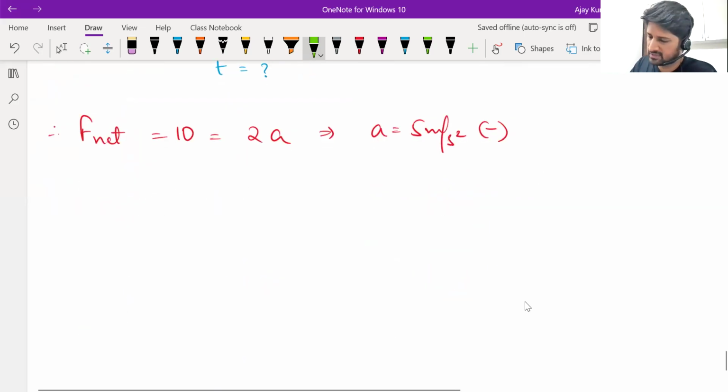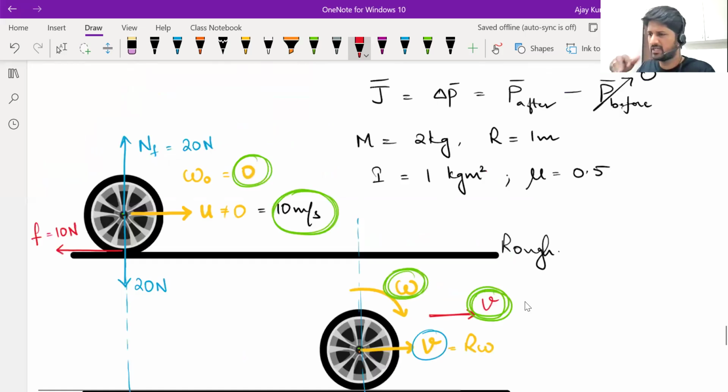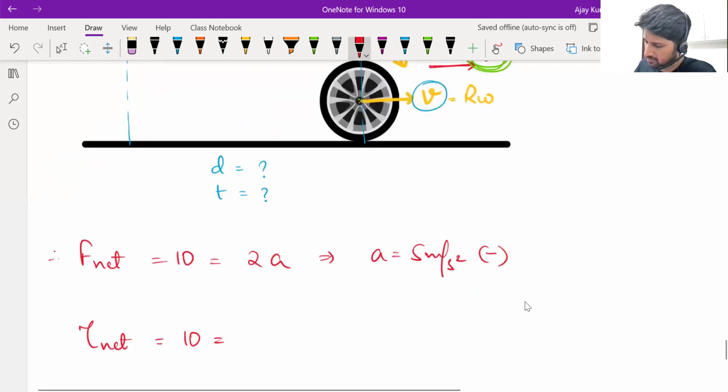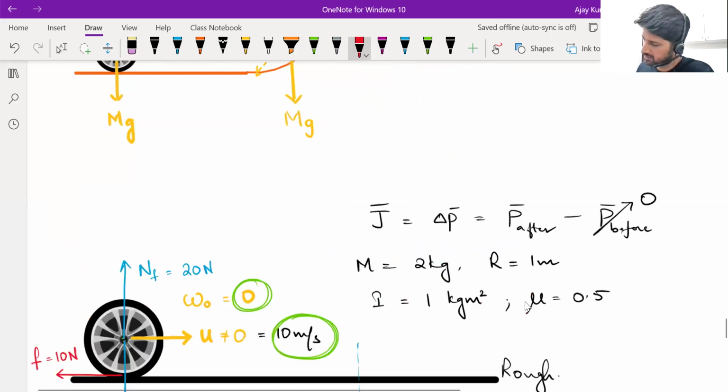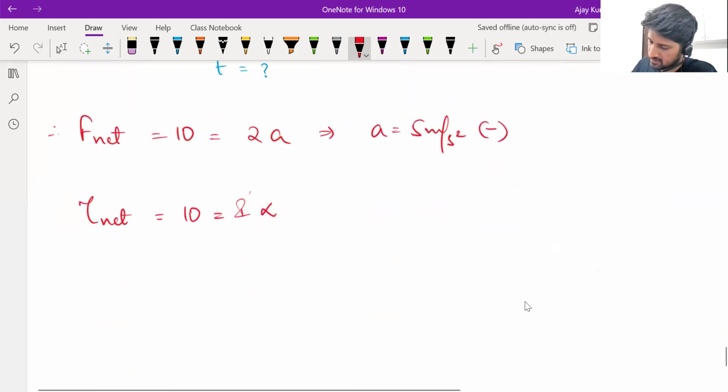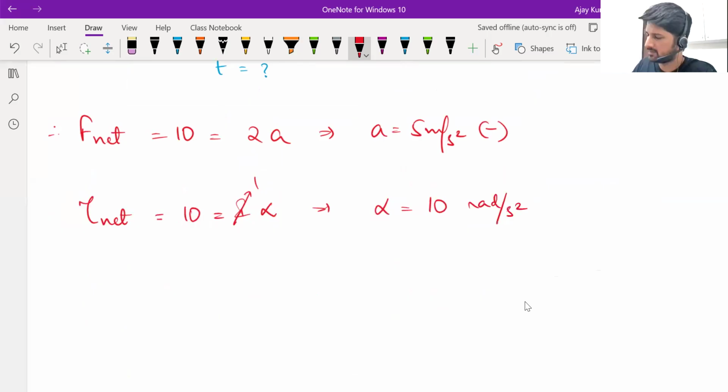Acceleration is 5 meters per second square. Put that aside. The only force producing torque is also friction only, because weight and normal act through the center. They can't produce torque. How much torque will friction produce? Friction multiplied with the radius 1 meter. So net torque 10 is equal to I alpha. How much is I of this object given to you? 1 kg meter square. Therefore, alpha is 10 radians per second square. This you can take positive because initially omega was 0. So if you consider alpha positive, then omega also will come out positive. We know a, we know alpha. Both are constants, so we can apply equations of kinematics. Till it attains pure rolling, they are constant.